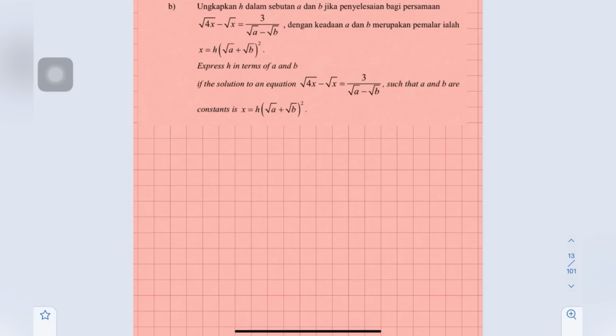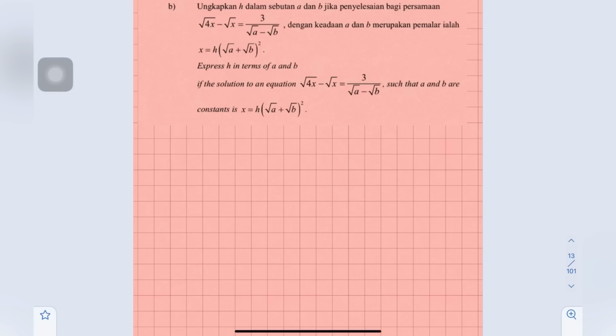B. Express h in terms of a and b if the solution of an equation √4x minus √x equals 3 over √a minus √b, such that a and b are constants, is x equals h(√a plus √b) squared. Okay, so what should we do?